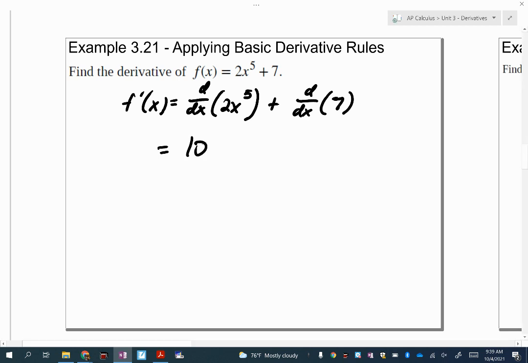5 times 2 makes 10. Subtract 1 from 5 and you get x to the 4th power. Plus the derivative of a constant, as we talked about in our very first rule, is 0. So the derivative of f of x is 10x to the 4th power.